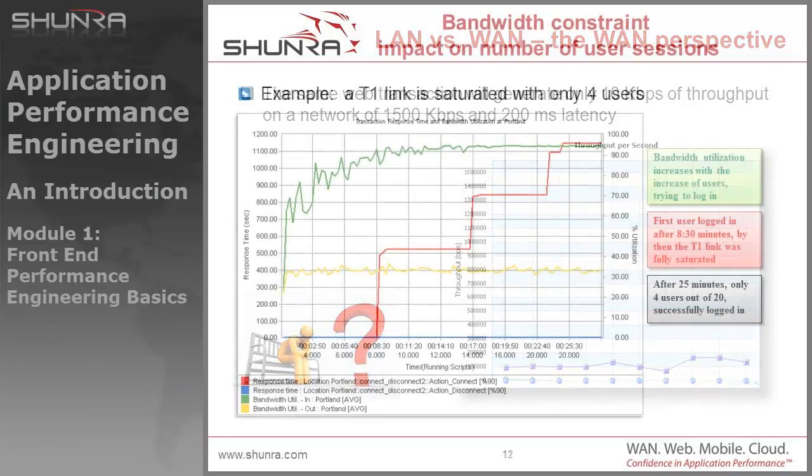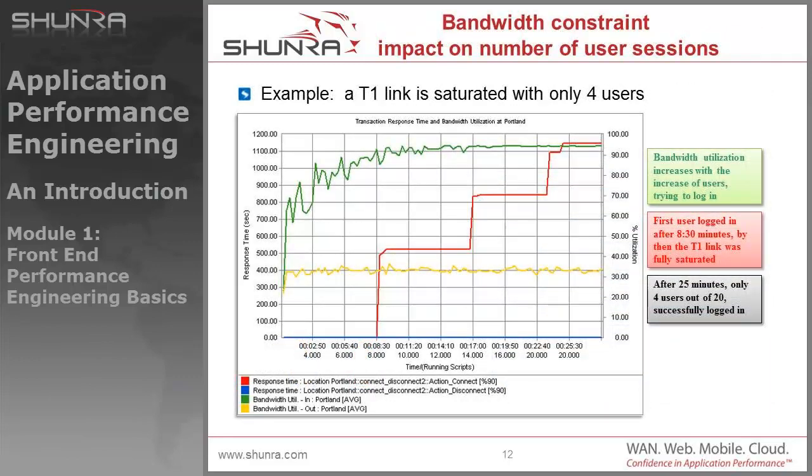Now, here's another interesting example. This example is actually bandwidth being saturated over a longer distance. This was a true example. It happened with one of our clients at Shunra. There was a client with a local office located in Oregon, and their central data center was located in Ohio.